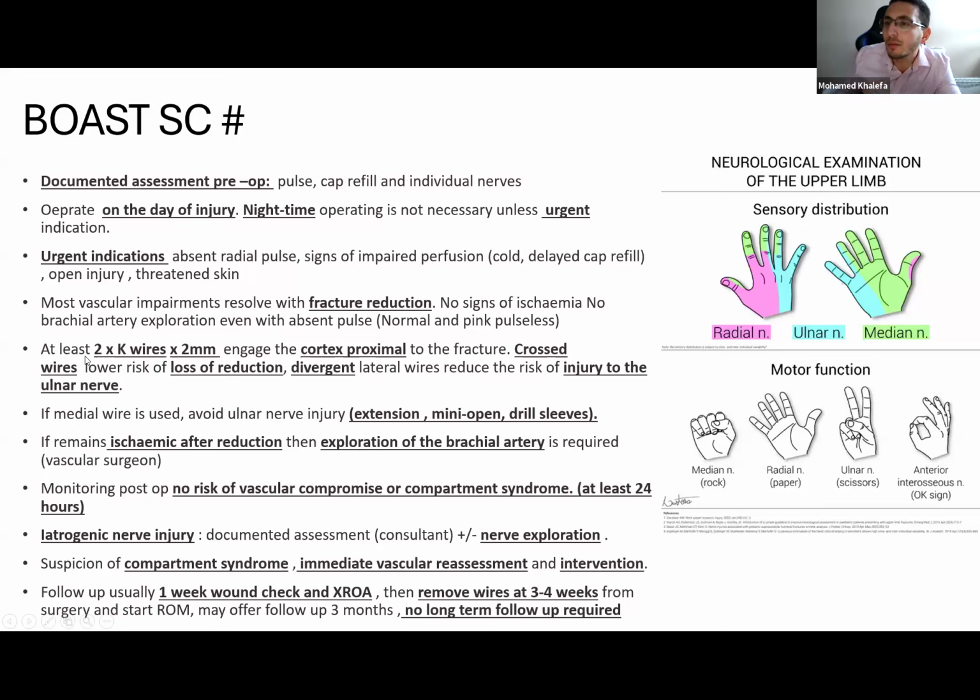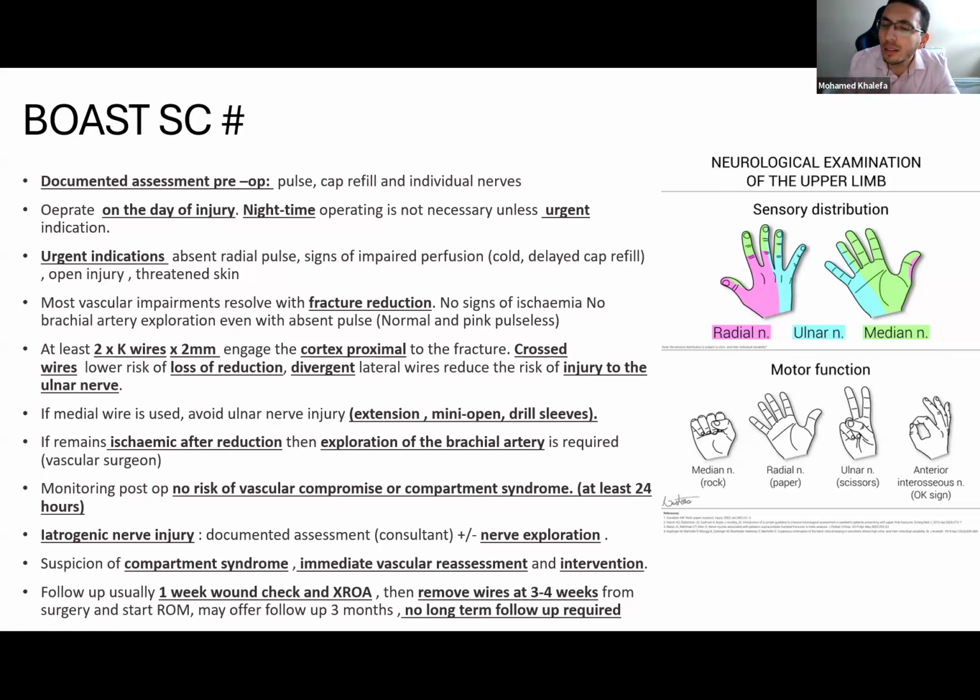And then when you fix it, don't try to reinvent the wheel. They said, give it to you. 2 wires, at least, with 2 millimeter thickness. You have to engage the cortex, not intramedullary. It has to go into the cortex above the fracture site. The better is to use crossed wire.